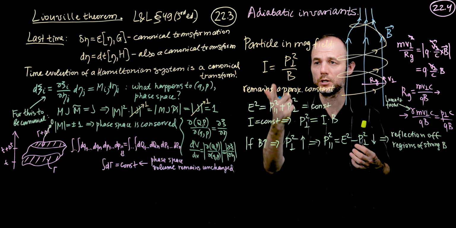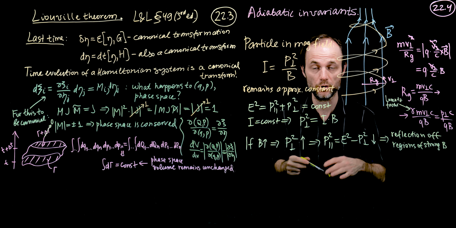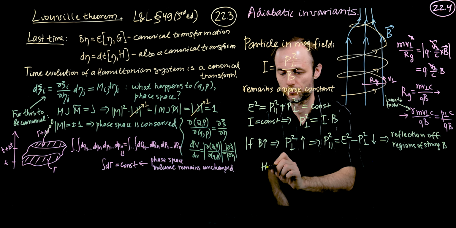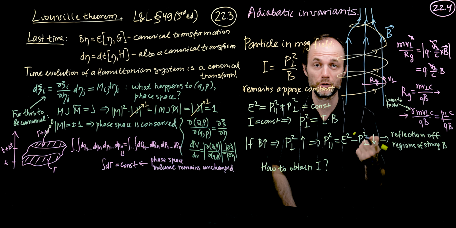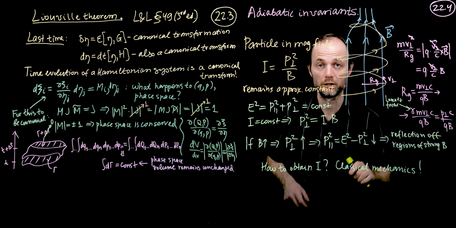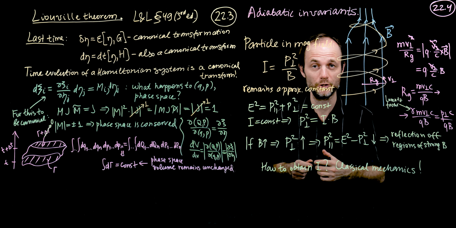So how do we get to show that this is the expression for the adiabatic invariant? Well, not surprisingly, it comes from classical mechanics. Let's get to it in the next part 5 of lecture 22.